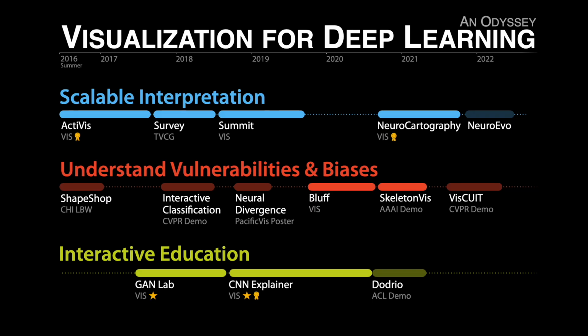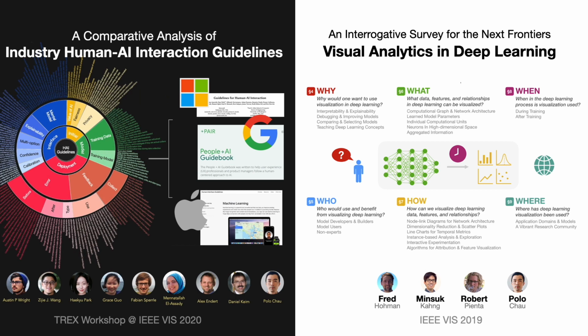So far we have looked at a few examples in all three categories of scalable interpretation, understanding vulnerabilities and biases, and interactive education. I'd like to conclude the talk by giving a pointer to a survey that we did right after Activis and while we were working on GAN Lab. That is the integrative survey for the Next Frontiers work, and it's led by Fred Hohman, who's now at Apple, a research scientist there.